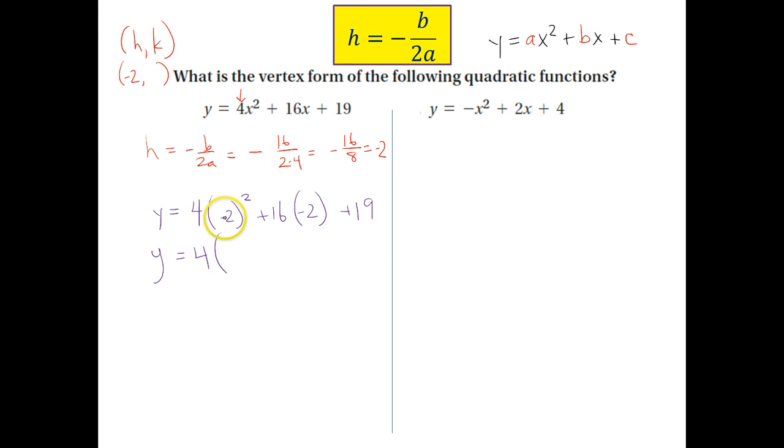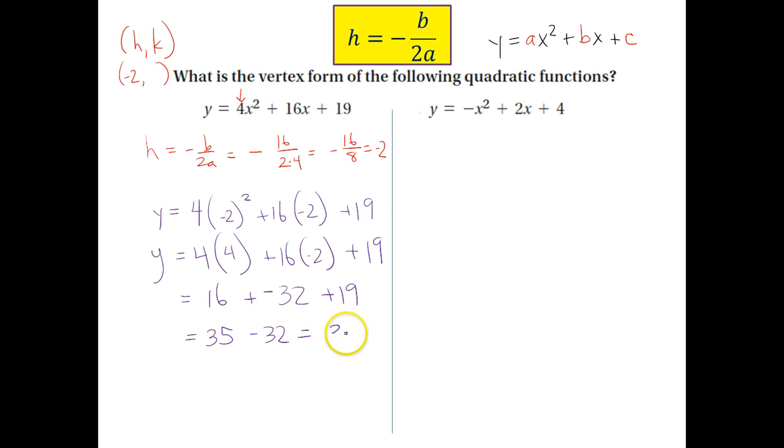So that is 4 times 4. Let's see, 16, I'll just do it like this. Plus 16 times negative 2 plus 19. 4 times 4 is 16. Plus 16 times negative 2 is negative 32 plus 19. Let's see, 16 plus 19 is 35. So I got 35 minus 32, which is 3. So the y value of my vertex is 3.